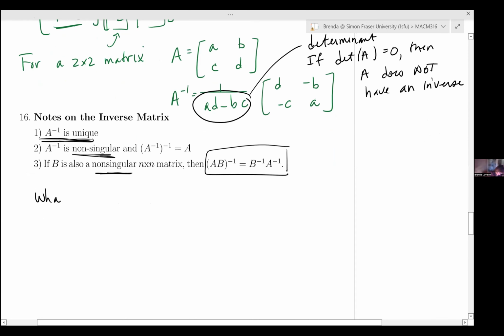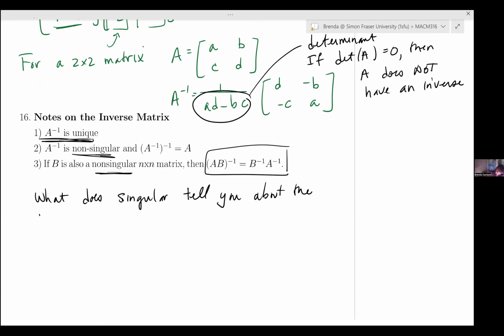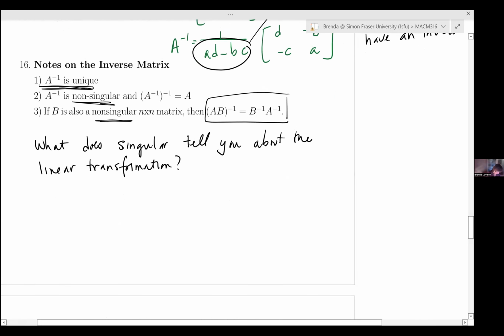What does singular tell you about the linear transformation? If somebody says a matrix is singular, that is telling you something. That is telling you that it does not have an inverse. But what does that tell you about the geometry of what's happening?